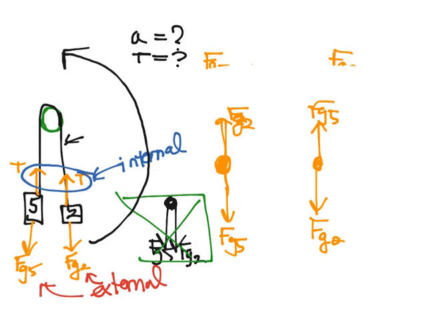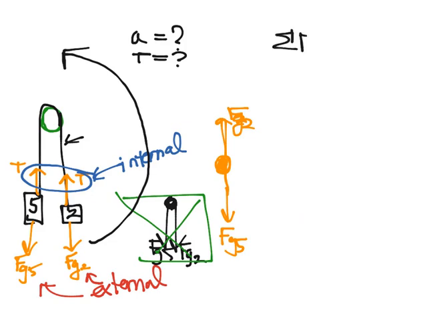So I'm going to erase these two, and I'm going to use them to build a Newton's second law equation. Remember that this is something with a system, so I have sigma F system, and I'm going to say this is in the y direction, is equal to m system a y.